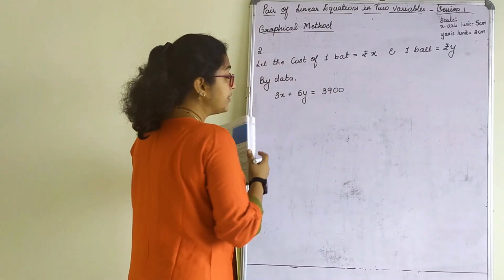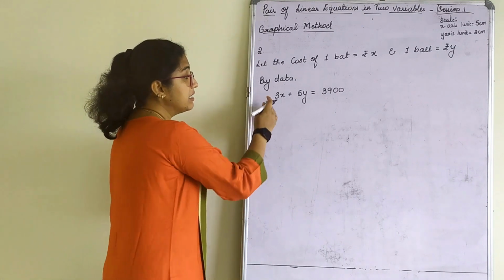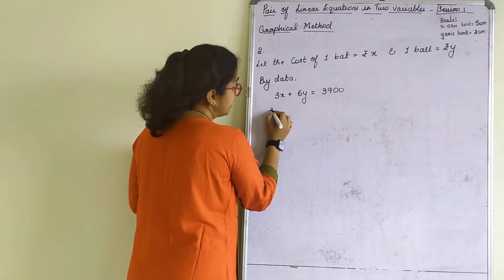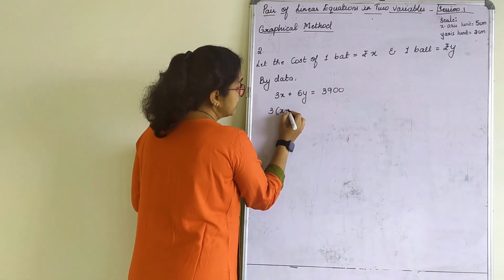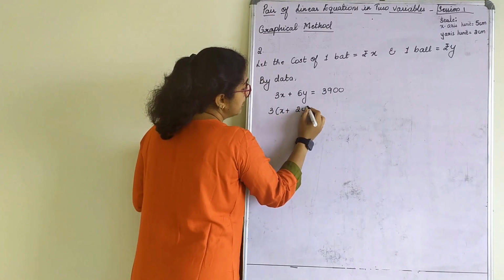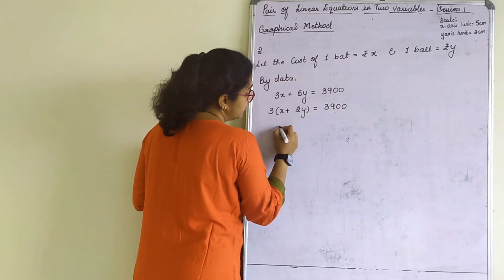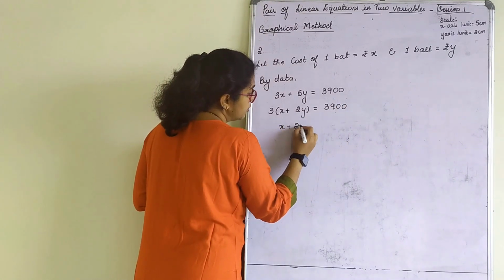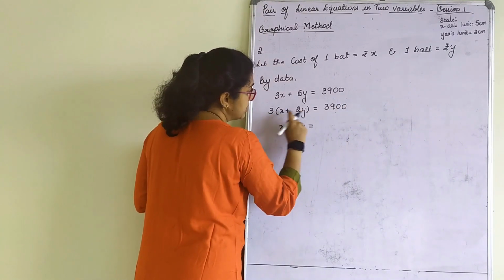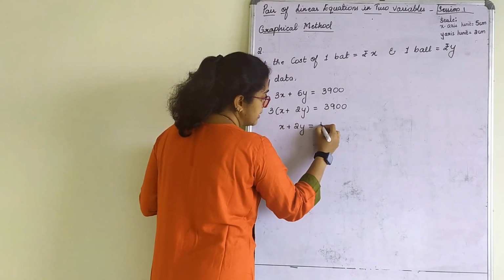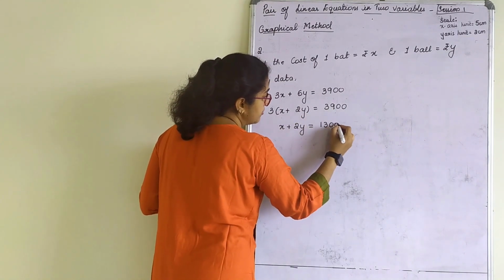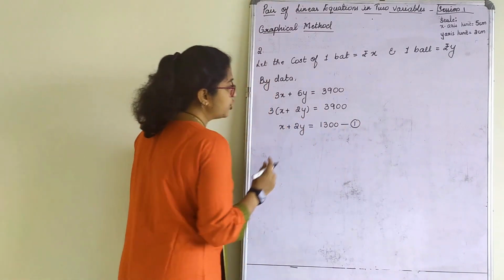Now here we can take 3 as common. If you take 3 common, this will be 3(x plus 2y) is equal to 3900. So x plus 2y is equal to, this 3 comes down, 3 1s are 1300. So 1300 is the first equation.